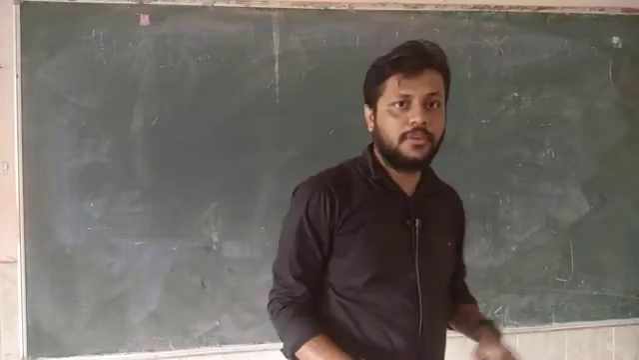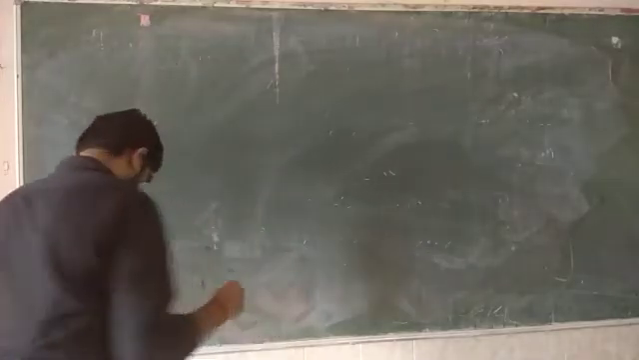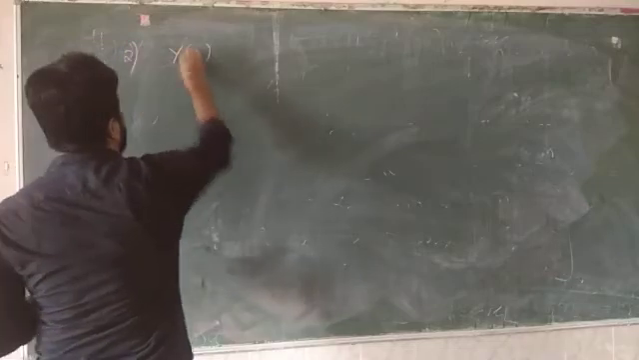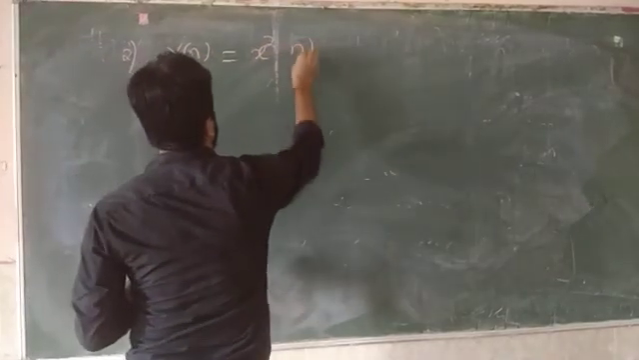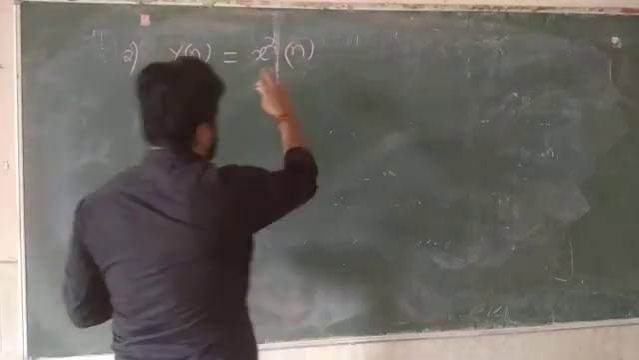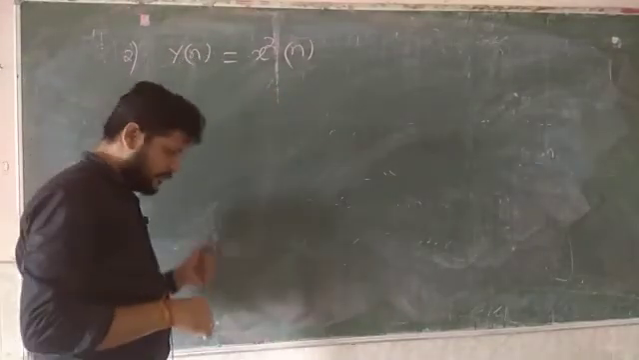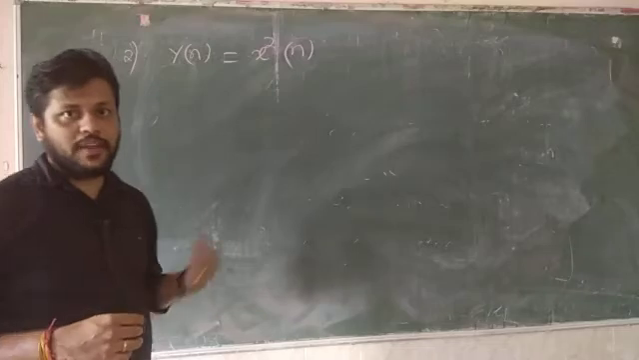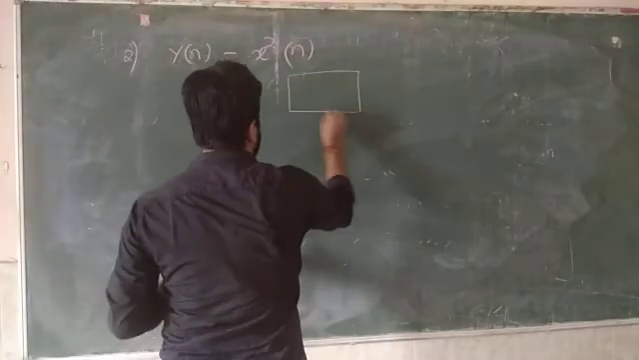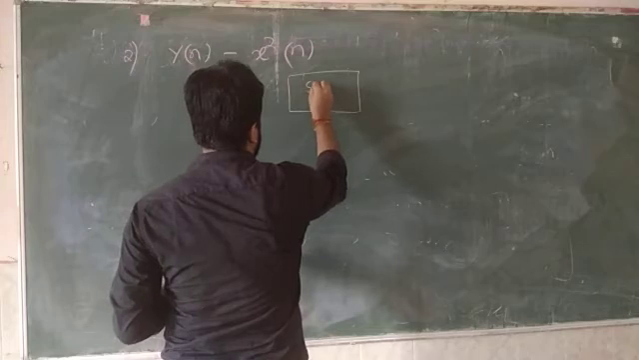Same question: verify whether the system is linear or non-linear. The question is yn is equal to x square n. Verify whether the system is a linear system or not. The moment you see this equation, what can you infer? What type of system is it? It is a squaring system. So the system will be like this.